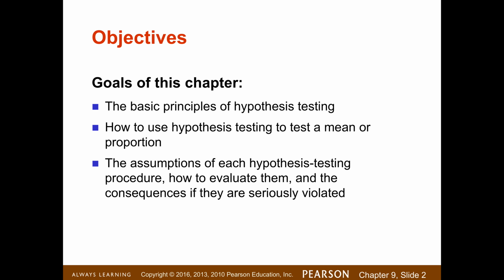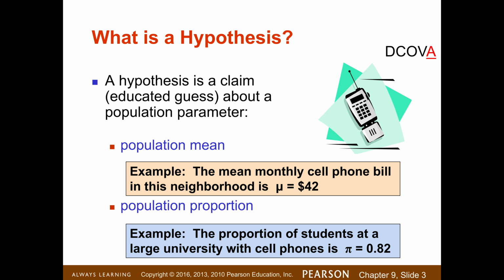So, guys, the objectives, what we hope to accomplish, is we want to get just a basic foundation of hypothesis testing. The two types of problems we look at are hypothesis testing for a population mean and, I should say, a hypothesis test for a population proportion. We're going to get into assumptions and consequences and stuff, but not in this video.